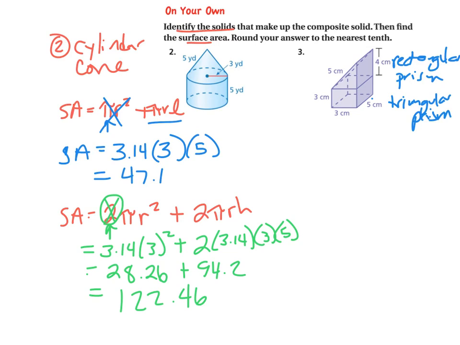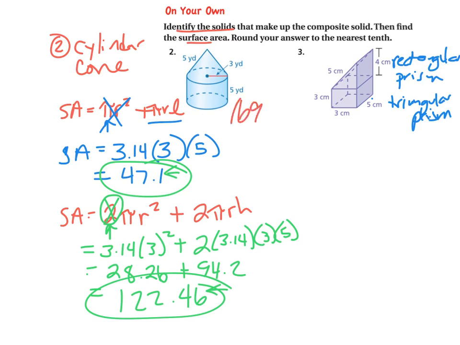$122.46. Now, this is for the cylinder and this is for the cone. So to get our total surface area, we need to add these two together. So 122.46 plus 47.1 gives me a grand total of, let's see here, I'm going to use red up here, 169.56. Label this yards squared. I'm going to do the other shape on another page.